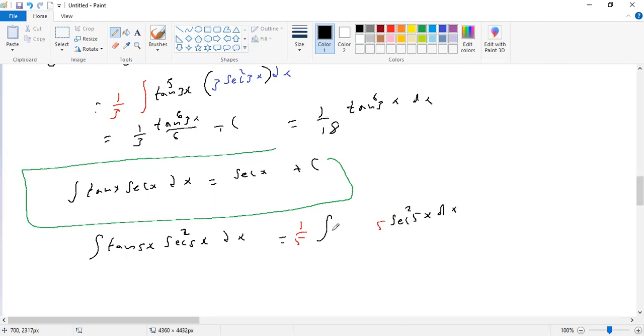Now this one, 5 secant squared, is the derivative of what? The derivative of tan 5x. So what is the answer? 1 over 5, and since 5 secant squared is the derivative of tan, the answer will be tan squared 5x over 2 plus c. That means 1 over 10 tan squared 5x plus c. Okay, this one is the answer.